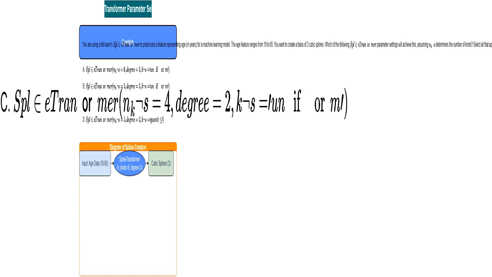This option uses 4 knots but specifies a degree of 2, indicating a quadratic spline, when a cubic spline is required. This is an incorrect choice as it fails to meet the problem specification for cubic splines.